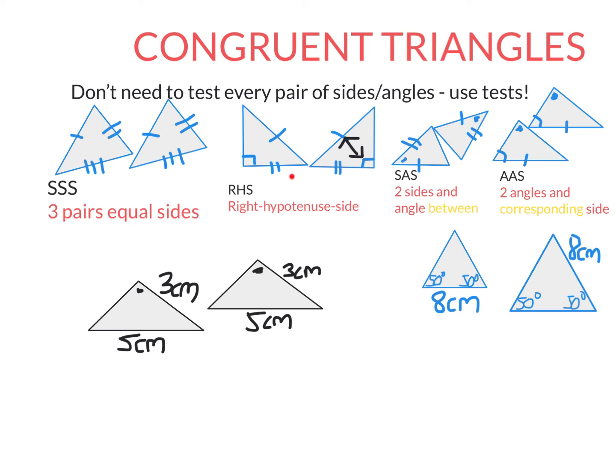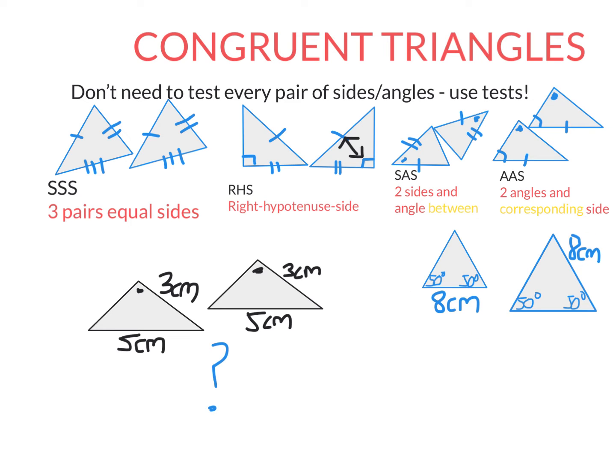In fact, I can't use any of the tests. I don't have 3 pairs of equal sides or a right angle or 2 pairs of angles. So I can't use any of these 4 tests on these two triangles. So that means I can't conclude that they are congruent. On the other hand, I can't say for sure that they're not congruent, because if they're not congruent, I would need to have a pair of sides that are not equal or a pair of angles that are not equal, which I don't have. So here there's insufficient information to determine whether or not these triangles are congruent.